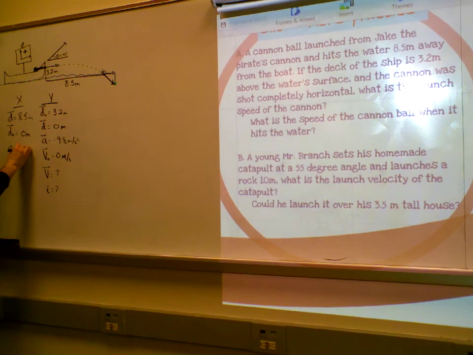Is it always 0 in the x direction, Kyle? Yes, unless we're considering air resistance, which we are not. Nice job, Kyle. Anything else? Is there initial velocity? Yes, but we don't know it. Is there a final velocity? Yes, but we don't know. How does it relate to the initial velocity? They're the same because there's no acceleration. They're exactly the same, because there's no acceleration.